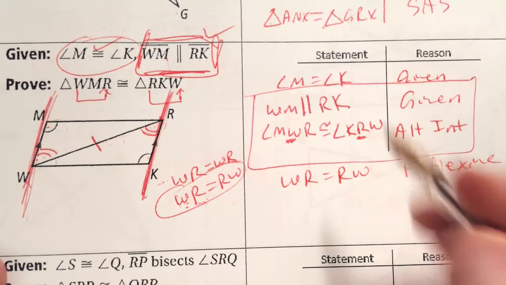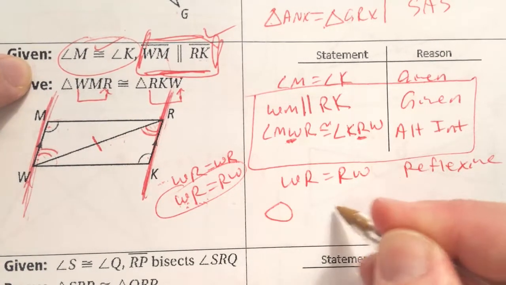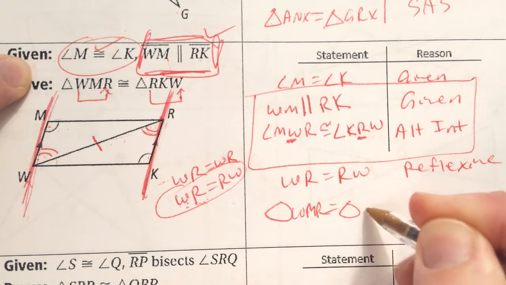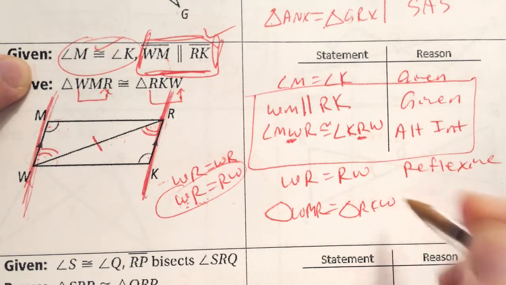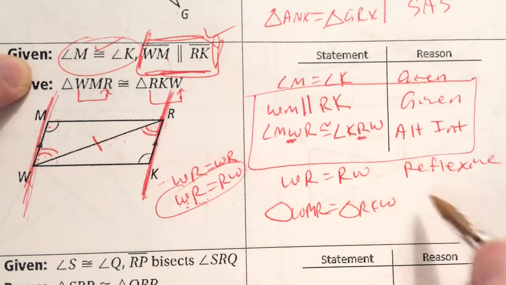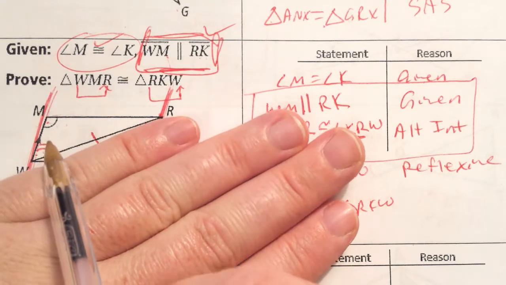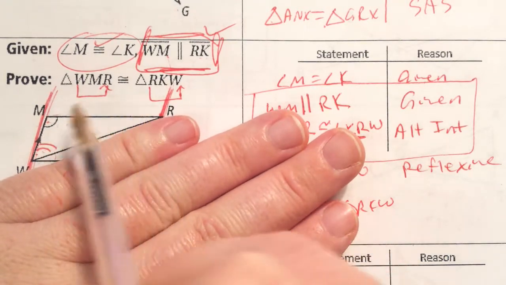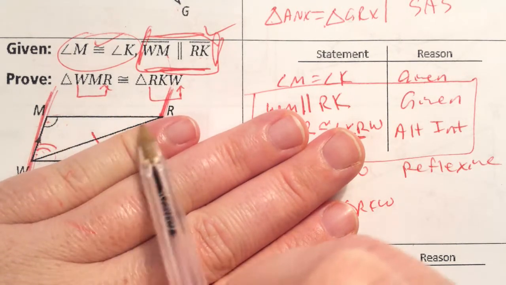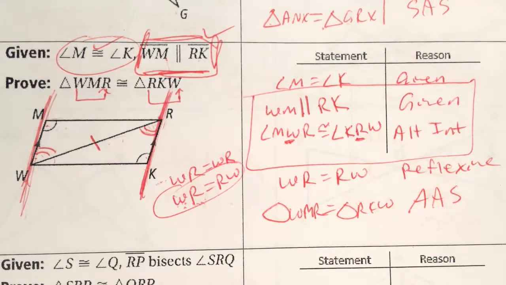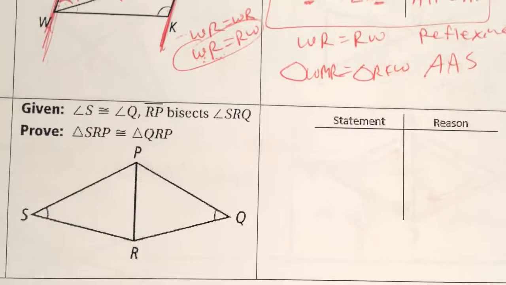And finally, now we have enough bits of information, so we can say triangle is equal to triangle. So WMR is equal to RKW. What do you have more of, angles or sides? I have more angles. So I'm going to go to the third angle, go in a circle, and I get angle, angle, side. All right, sweet. Just rolling right along.